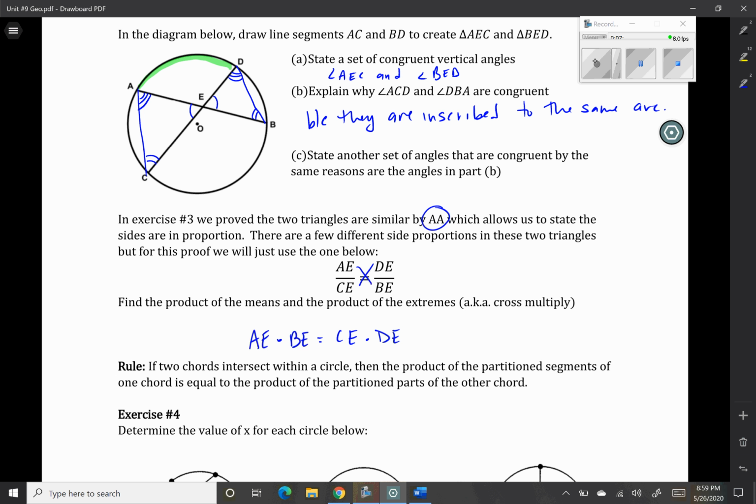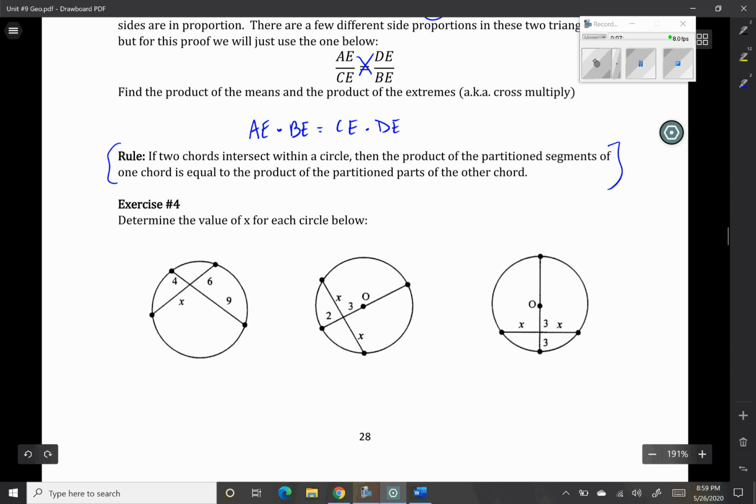So the chords are going to get cut into pieces. Those pieces get multiplied together. The reason behind this rule is everything we just did here in example three. Now, if you understood all of that, great. If not, just worry about the rule, and you'll see they're not really that difficult. So let's take a look at a couple.